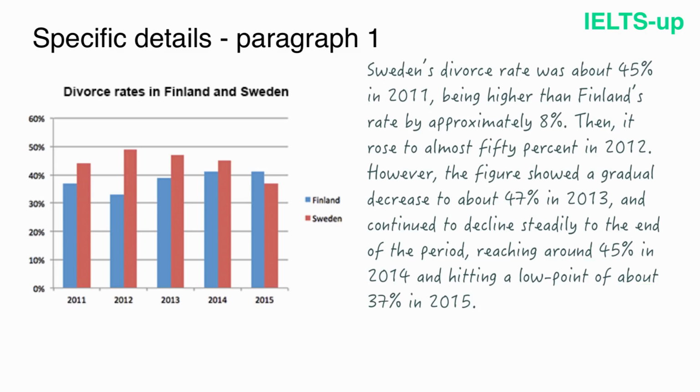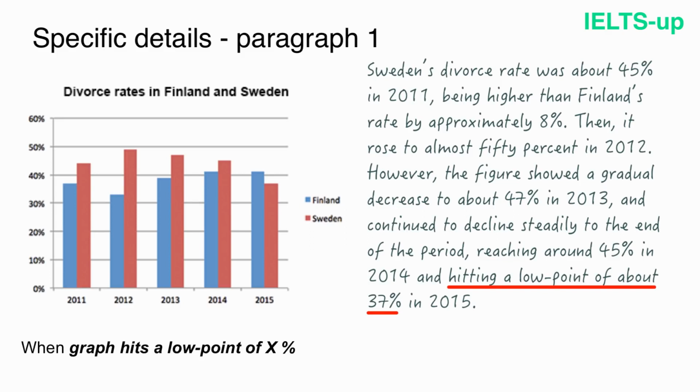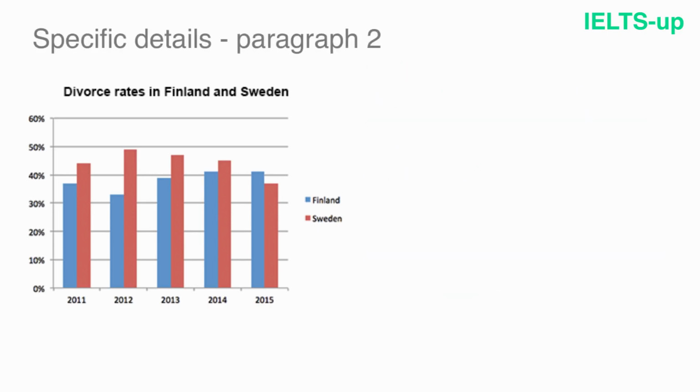And finally, pay attention to the expressions that I used, hitting a low point of about 37%. When a graph hits a low point of X%, it means that the graph reaches its lowest number. And this phrase is a great way of indicating what was the graph's minimum and in what year. That's all with our first paragraph with specific features. And now we move on to the second paragraph with Finland's specific features.